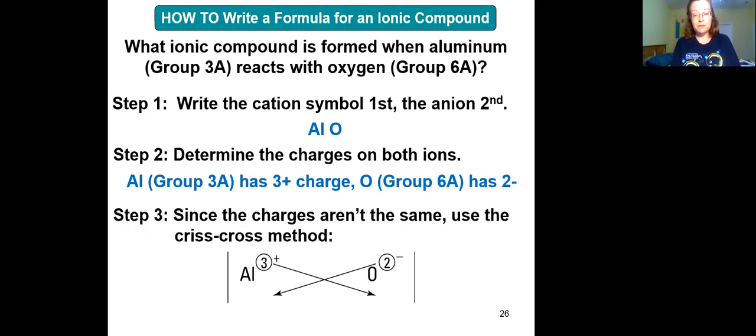The aluminum, his 3 will become the subscript for the O. The 2 in the charge of oxygen will become the subscript for the aluminum. Think about what that's going to look like after we do the crisscross. Is that what you got? Al subscript 2, because the charge on oxygen is minus 2. O3, because the charge on aluminum is plus 3.